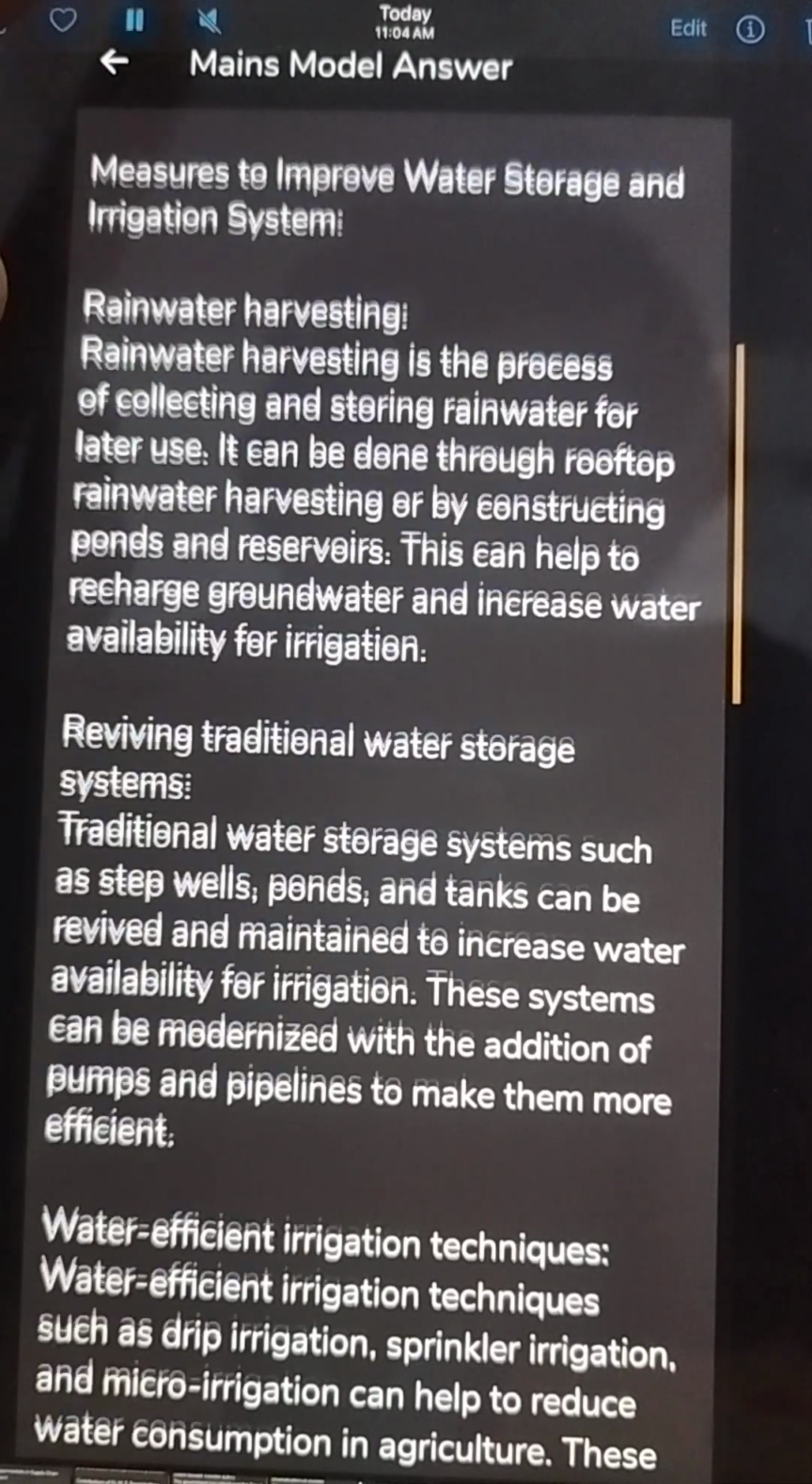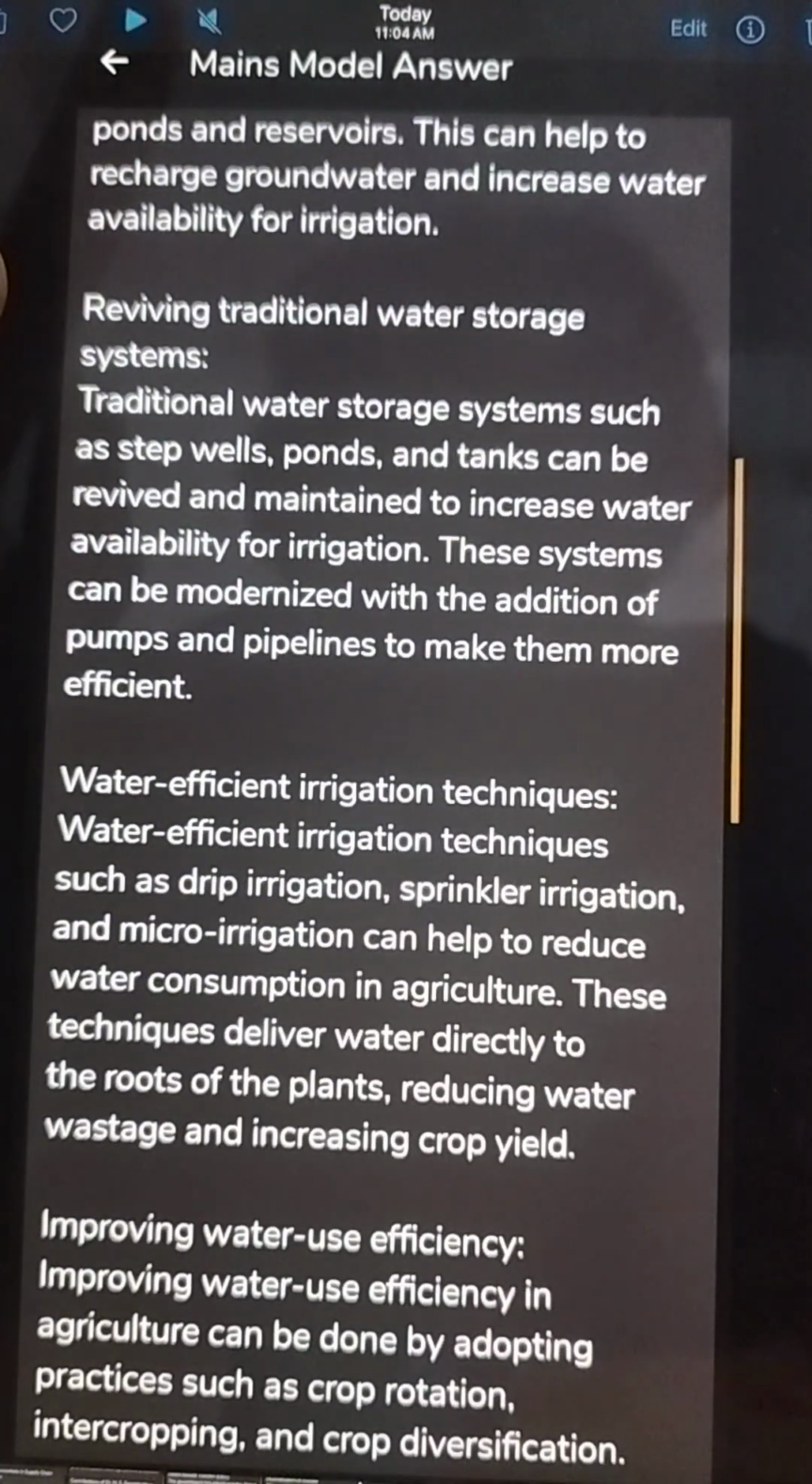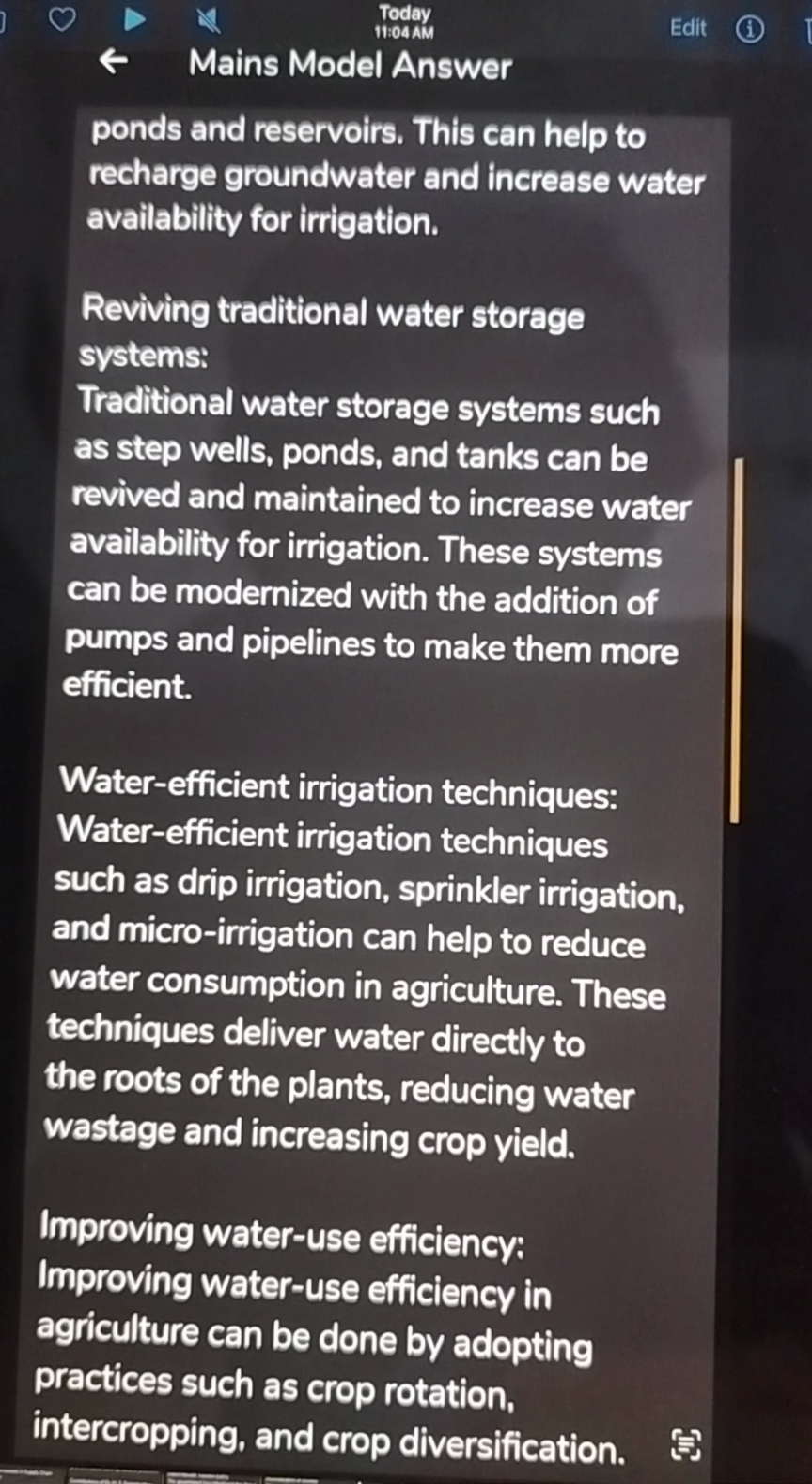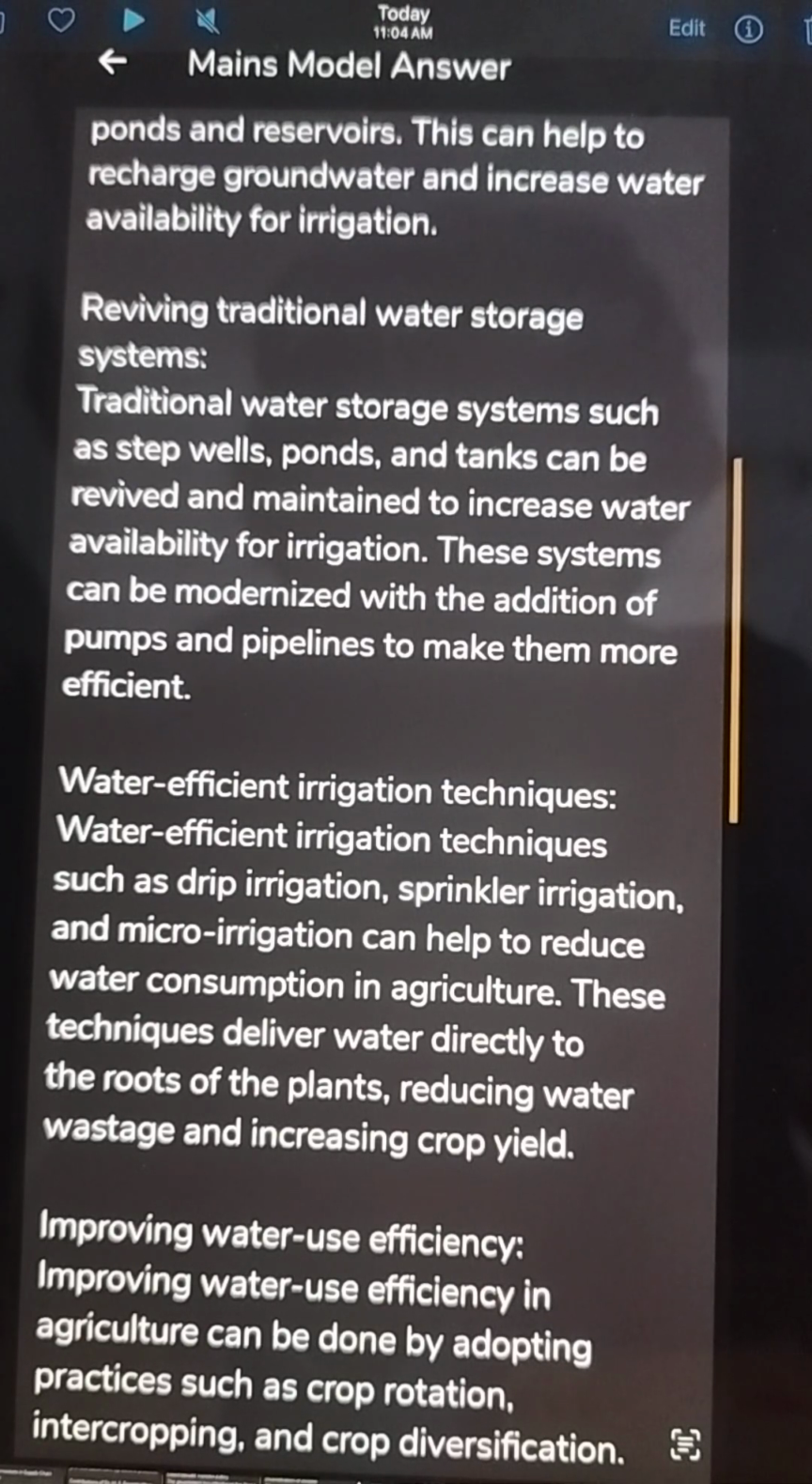Then comes water efficient irrigation techniques. Water efficient irrigation techniques such as drip irrigation, sprinkler irrigation, and micro irrigation can help to reduce water consumption in agriculture. These techniques deliver water directly to the roots of the plants, reducing water wastage and increasing crop yield.